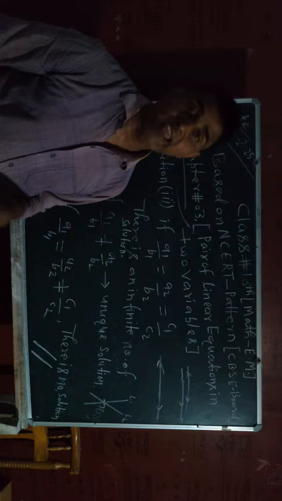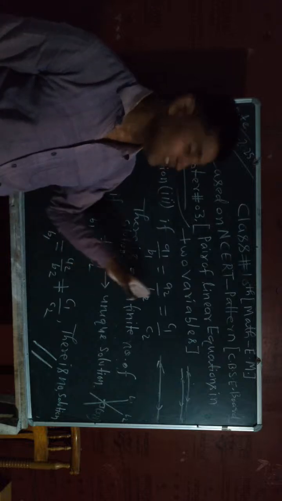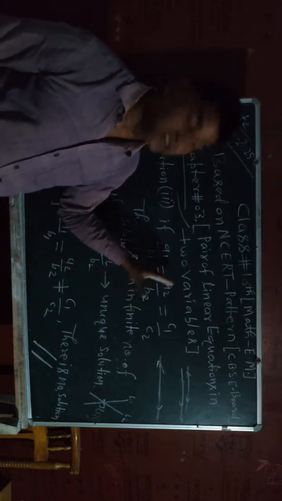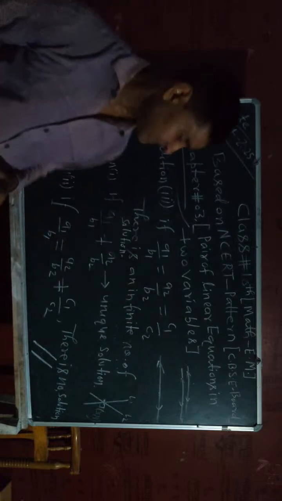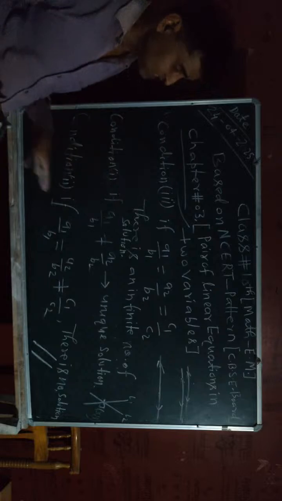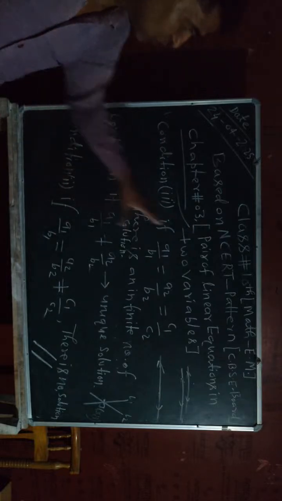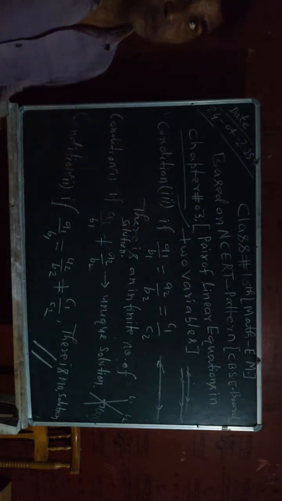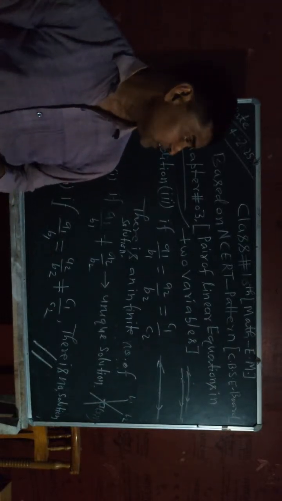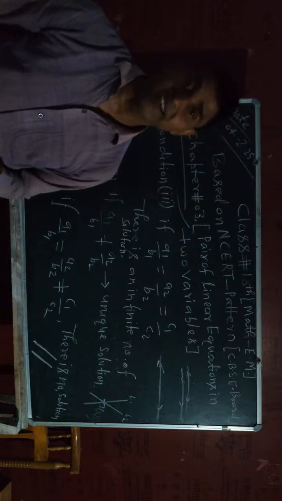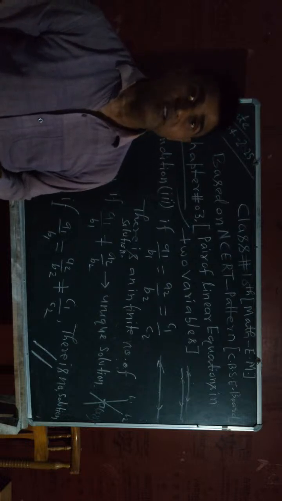It means that one line is merging into the other line. So both lines will have infinite number of solutions. So these are the required concepts which are related to pair of linear equations in two variables. Okay, students. So each and every piece of information of the pair of linear equations in two variables I have already explained. Now we will further solve its questions.